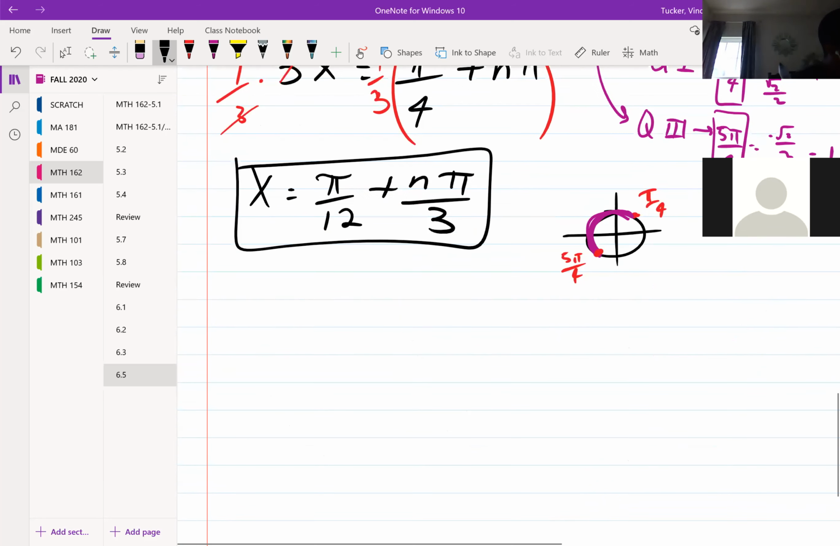All right, so let's go to the directions. I don't know why I wrote solve all of them. I'm saying solve. So let's go to cosine squared x plus.